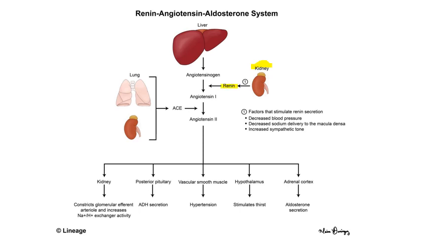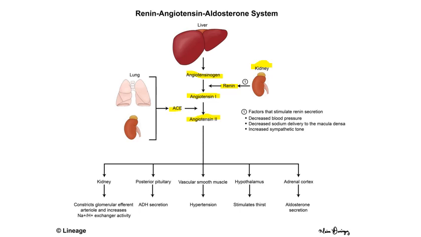The renin is going to combine with angiotensinogen and convert that angiotensinogen into a substance called angiotensin 1. And then angiotensin converting enzyme, which comes from the lungs, is going to convert angiotensin 1 into angiotensin 2. Angiotensin 2 is capable of doing all of these things down here, which are going to help raise blood pressure.